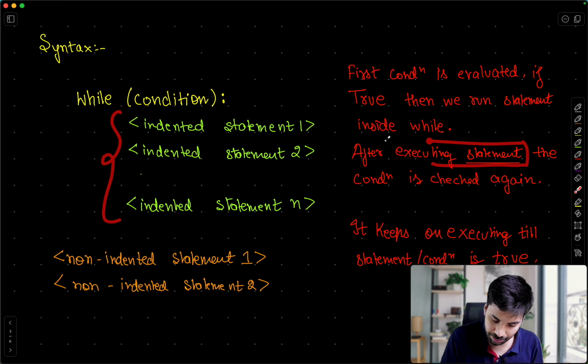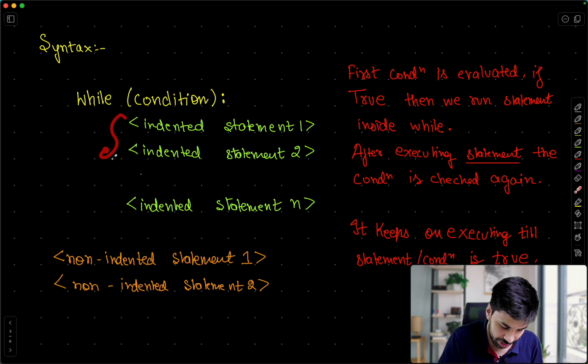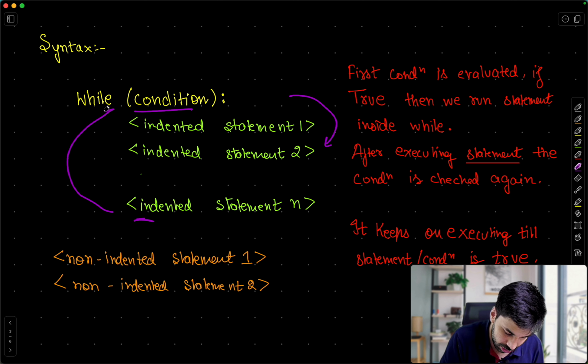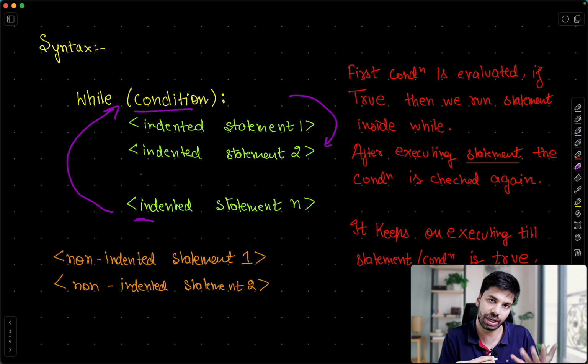After evaluating the statements, the condition is checked again. So once you have run these things, your overall condition is checked again. We start from here, we check the condition, then we run all these statements. Once we have reached the end, we go back to this particular condition again. We check it again. If it is fine, we run it again. So we keep on running it till we see that the condition is false. And you can see that something of a loop is basically getting created here.